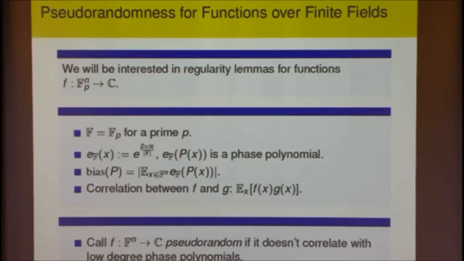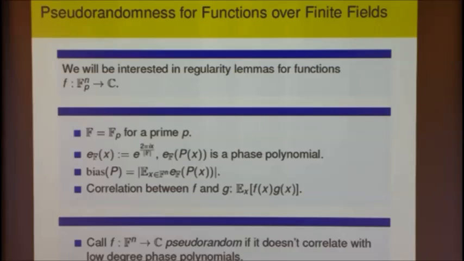And then we'll use this notation e of x, e subscript f of x, to denote the exponential function. And then the bias of a polynomial is the expectation of the exponential over all x in the domain. Okay? And the correlation between f and g is measured by the inner product function over this field.